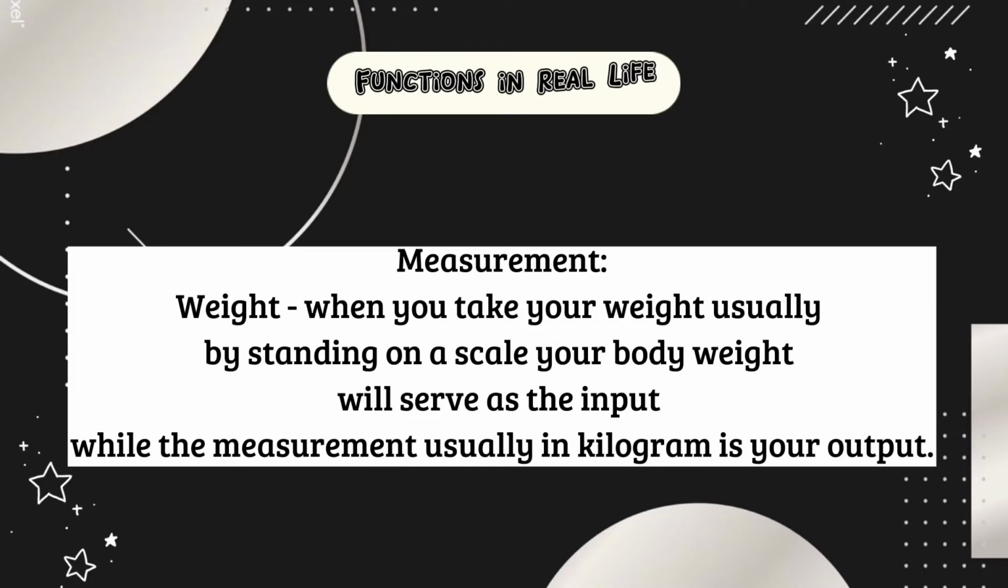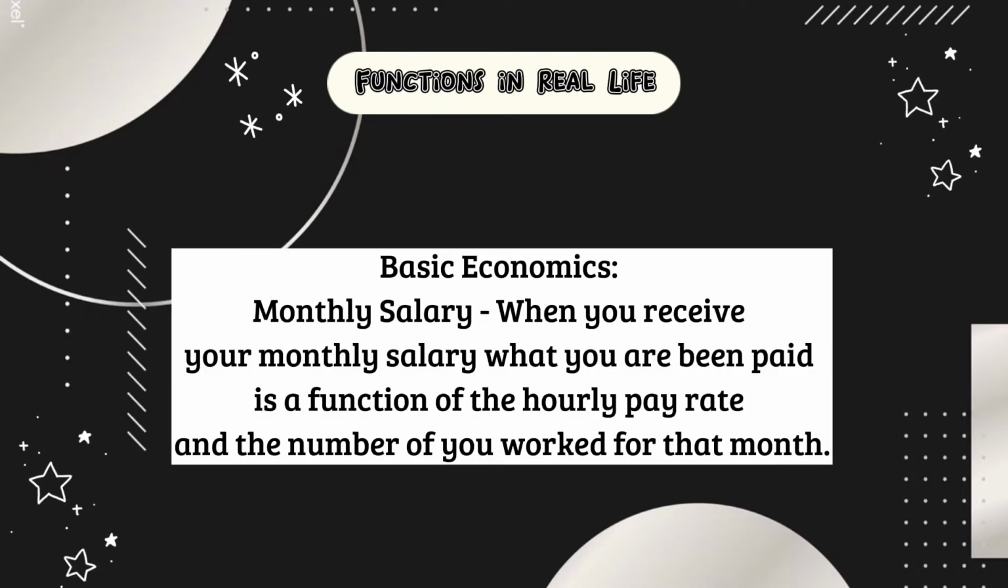In weight, when you take your weight, usually by standing on a scale, your body weight will serve as the input while the measurement, usually in kilograms, is your output. In basic economics, when you receive your monthly salary, what you are being paid is a function of the hourly pay rate and the number of hours you worked for that month.